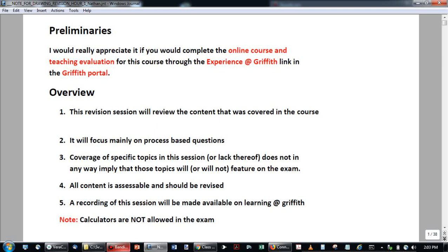Coverage of specific topics in this session, or lack thereof, does not in any way imply that those topics will or will not feature on the exam. All content is accessible and should be revised. You'll get a recording of this session. You are not allowed calculators or anything electronic in the exam. That should give you an indication about some of the kinds of questions we can ask you, because some may require a calculator. But there are examples of questions that you think might need a calculator that actually don't need one, just because of the nature of the numbers.